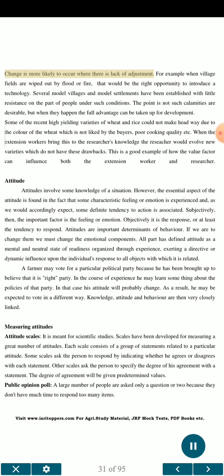Change is more likely to occur where there is lack of adjustment. For example, when village fields are wiped out by flood or fire, that would be the right opportunity to introduce a technology. Several model villages and model settlements have been established with little resistance on the part of people under such conditions. The point is not that such calamities are desirable, but when they happen the full advantage can be taken up for development.